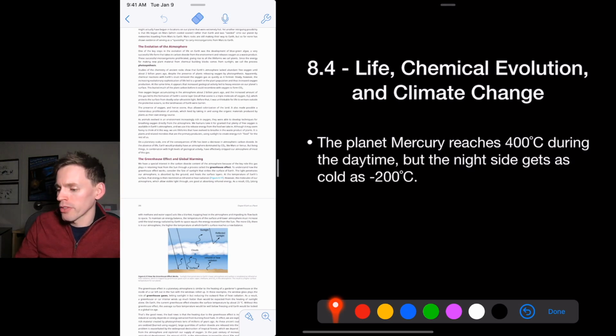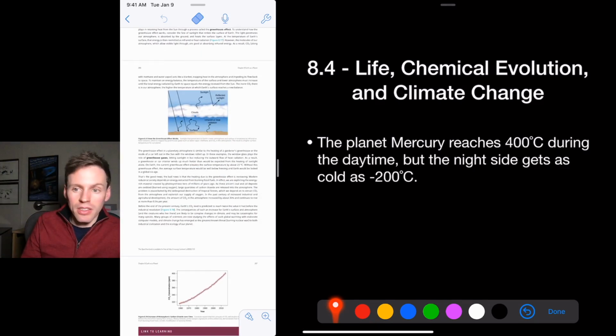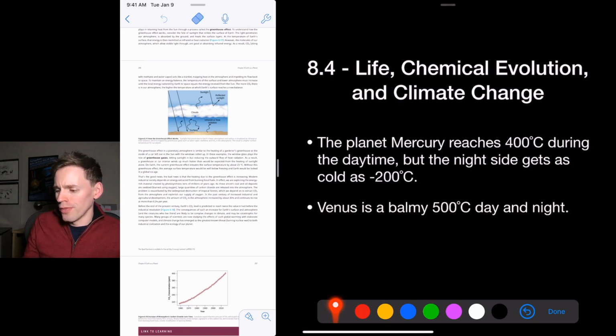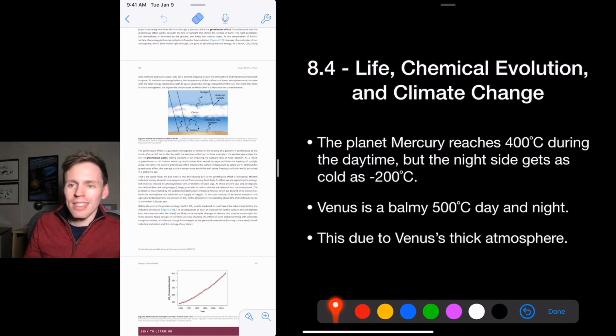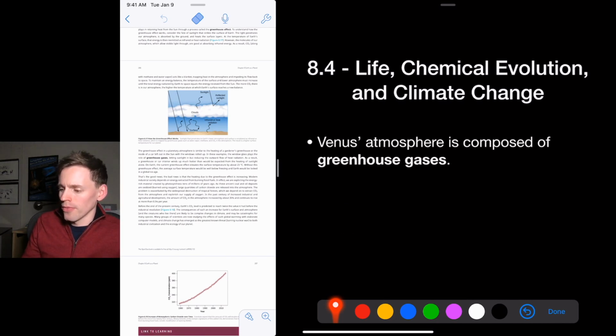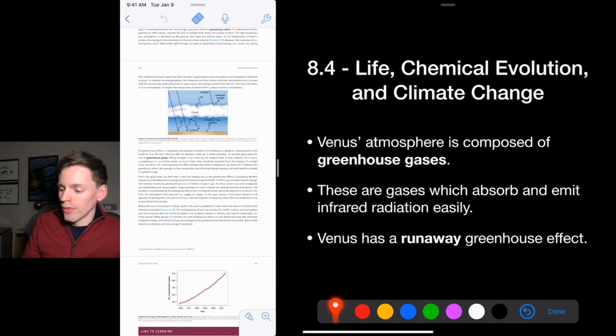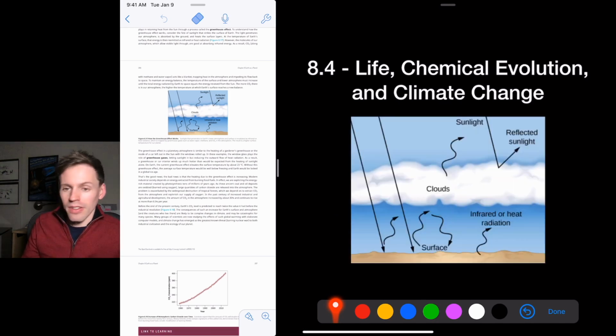The planet Mercury reaches 400 degrees Celsius during the day, but at night it gets as cold as minus 200 C because it has no atmosphere to regulate its temperature. But Venus is even hotter than Mercury all the time, and it's twice as far away from the sun as Mercury is. So what's going on there? This is due to Venus's thick atmosphere. Venus's atmosphere is composed of greenhouse gases, which are gases that absorb and emit infrared radiation easily. Venus has a runaway greenhouse effect. So it's just super hot there.